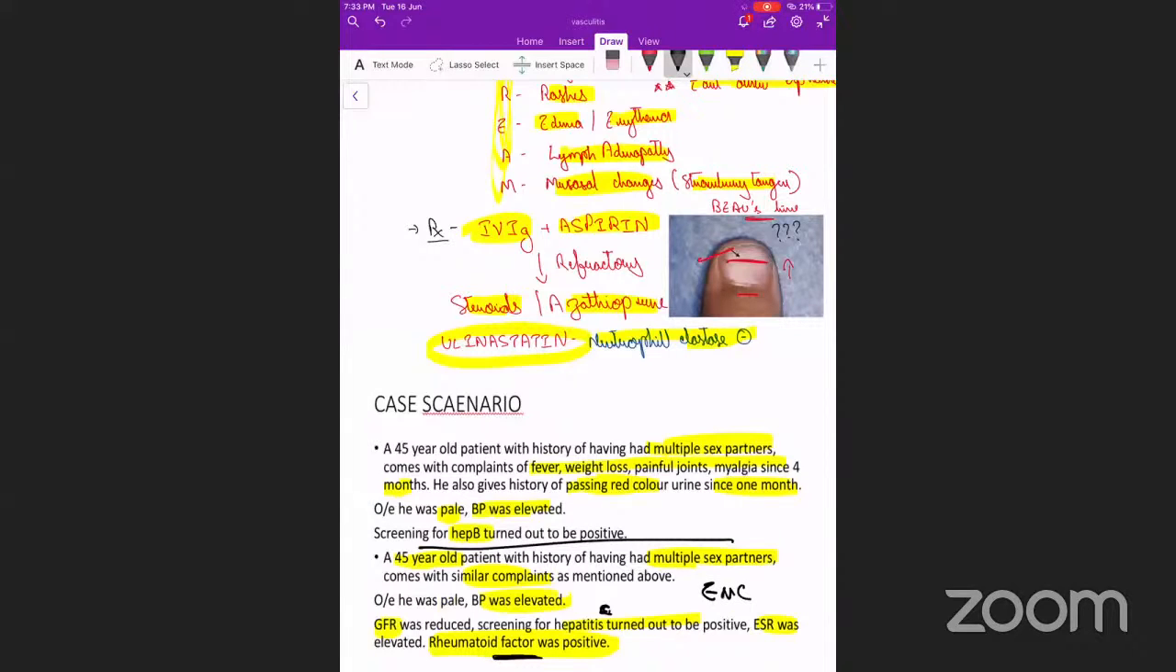Since this is hepatitis B, we can think of PAN, but nothing like hepatitis B is only associated with PAN. Hepatitis C is more associated with EMC, but it can interchange as well. But first suspect will be PAN in this case because of hepatitis B. First suspect will be essential mixed cryoglobulinemia in this case because it will be hepatitis C, and rheumatoid factor as well was positive.